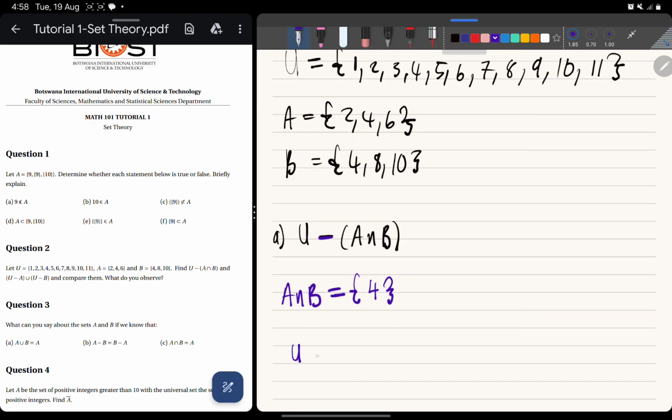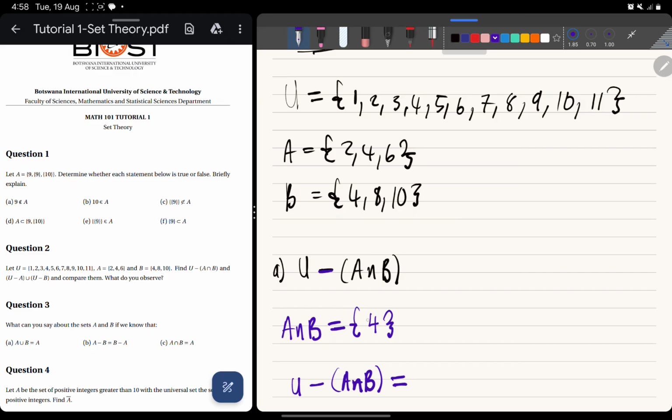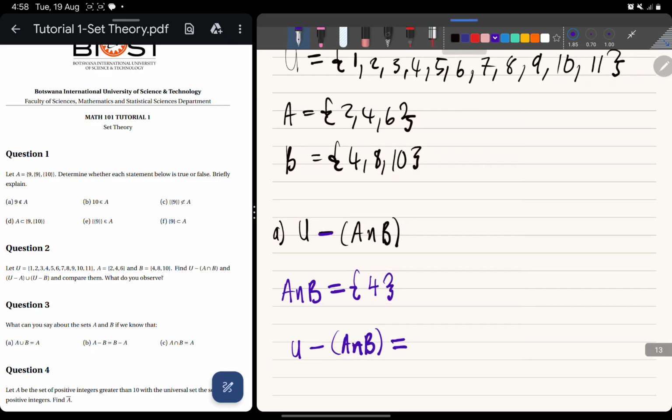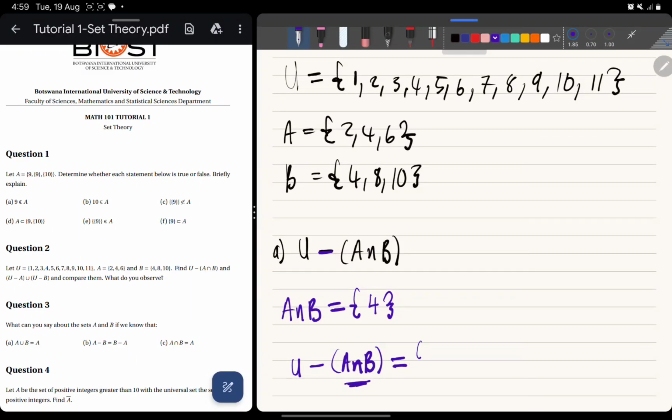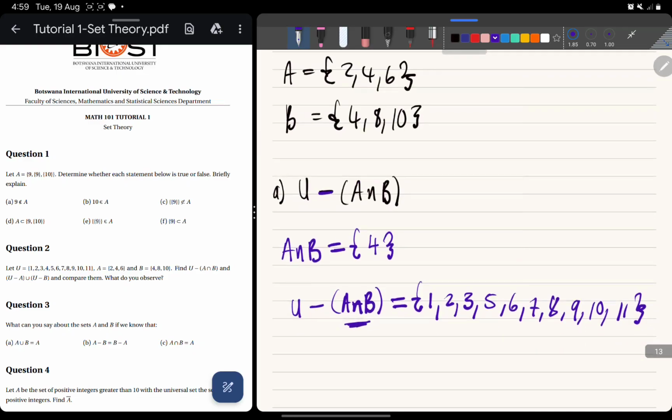So now the universal set minus A intersection B will be equal to, what is the universal set? This whole thing minus A intersection B. Remember, minus means you are bringing back the universal set as it is, but make sure the thing you're bringing is not in A intersection B. We start with 1. Is it in A intersection B? No, there's only 4 in there. 2, no. 3, no. 4, yes, so we can't bring it, so we go to 5. 6, no. 7, no. 8, no. 9, no. 10, no. 11, no. So you are done. This is going to be it.